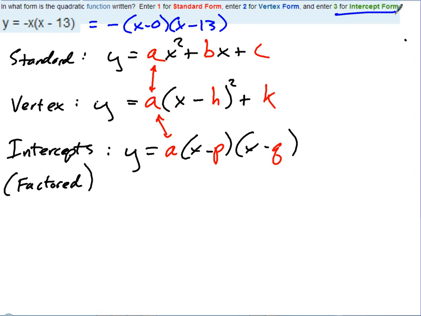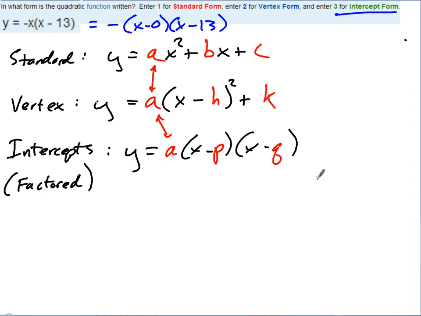This is not vertex form because I don't have a quantity being squared. It is just factored. In fact, this is very similar to the problem that we started off the whole day with, where we were able to factor out an x, right? I can factor out an x from each term, and I'm left with something like that.